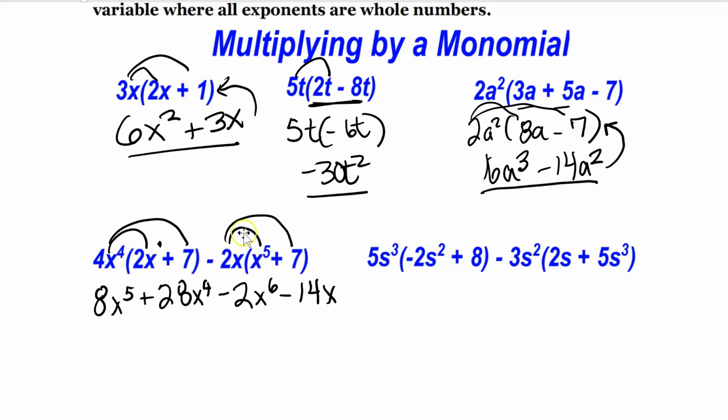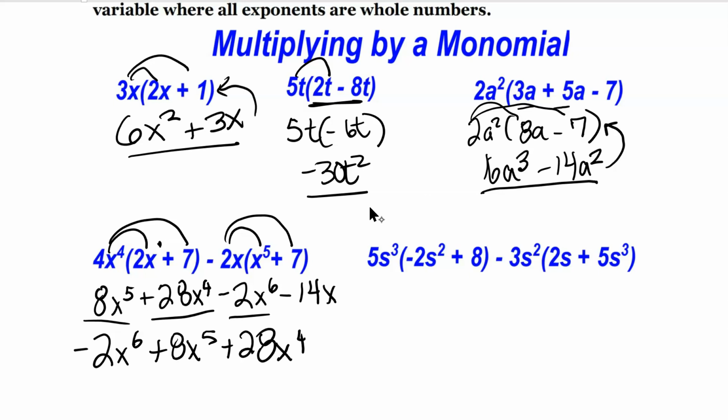Now we know that this is not in standard form, and we're going to put it in standard form. So the leading coefficient will be a negative 2x to the 6th, and then plus 8x to the 5th, and then plus 28x to the 4th, then minus 14x.